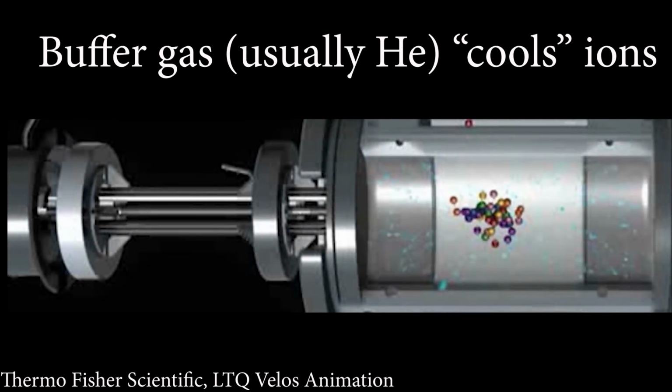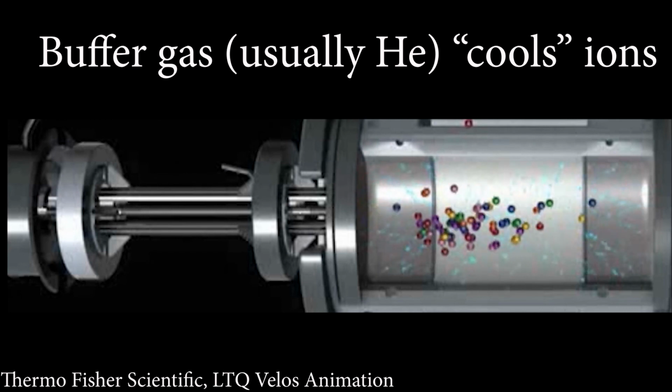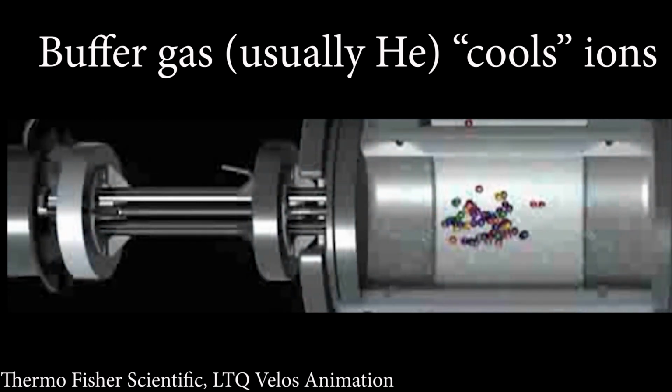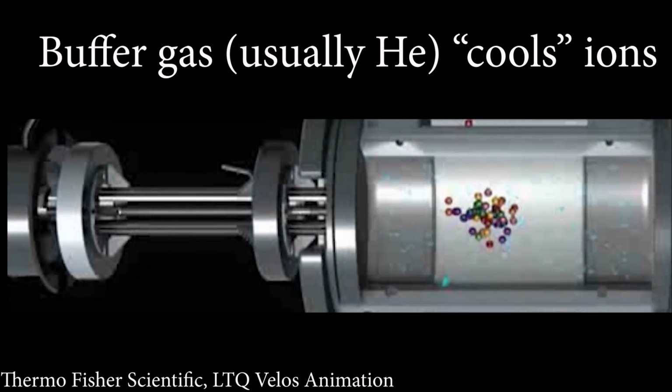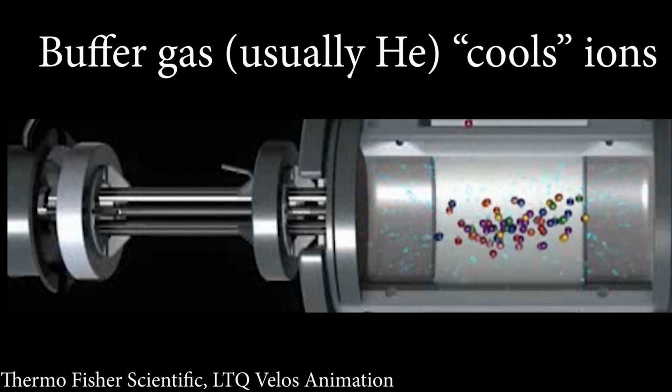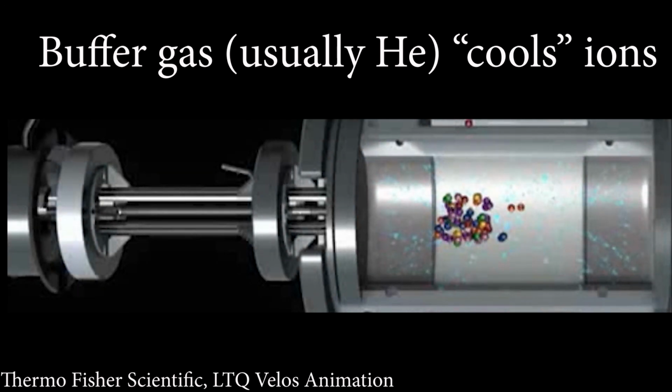So as they come flying in with all this energy, they gently smack into the helium, and that cools them down. That takes away some of their energy and calms them down, and they sit there in the middle of the trap so that we can scan them efficiently. If you do not use this buffer gas, then the consequences are severe. The quality of your spectra decreases significantly.